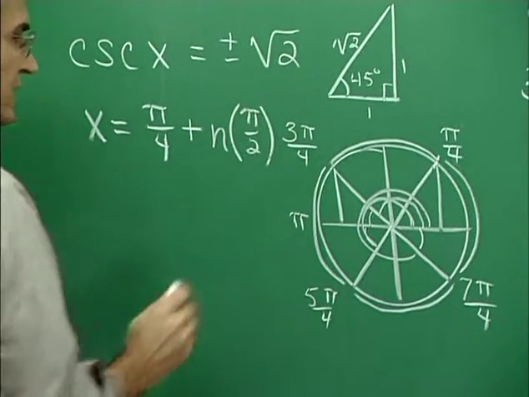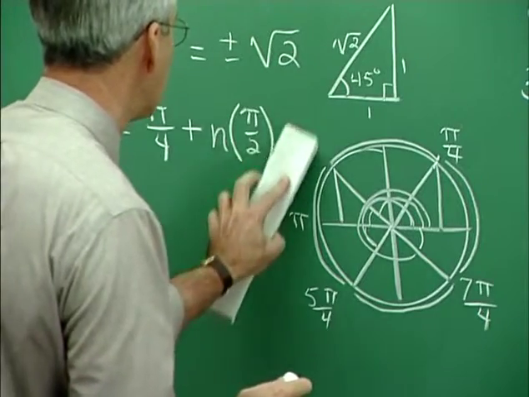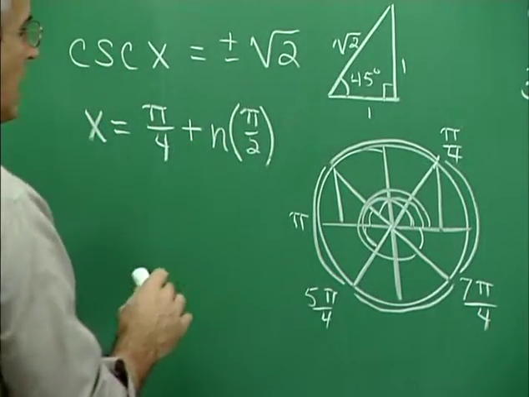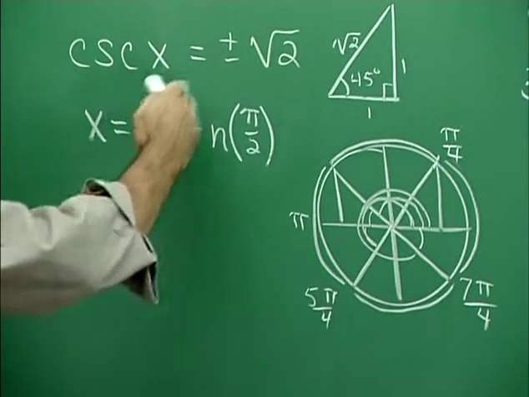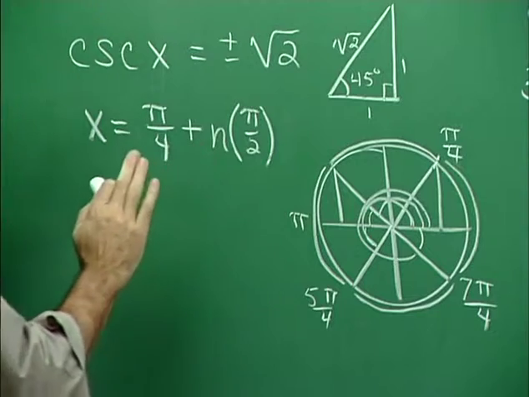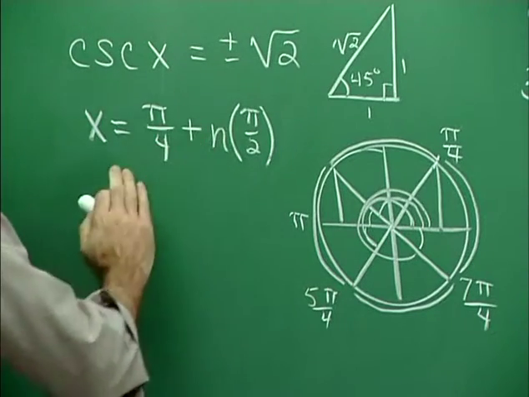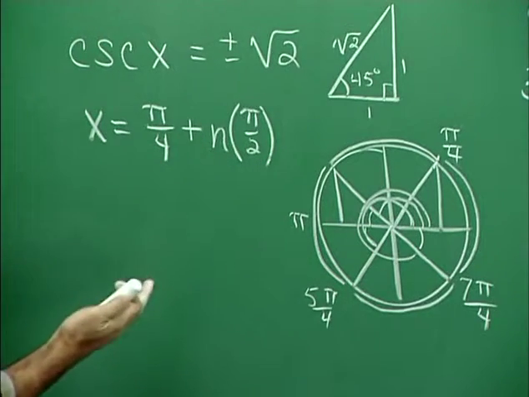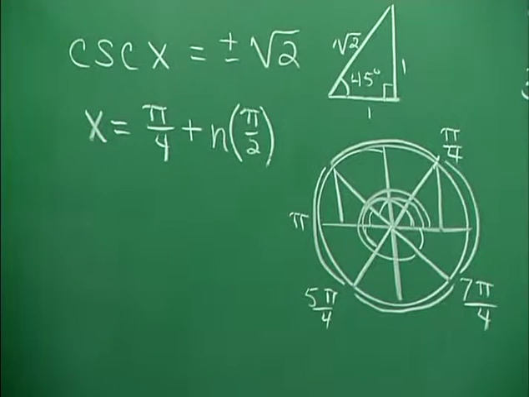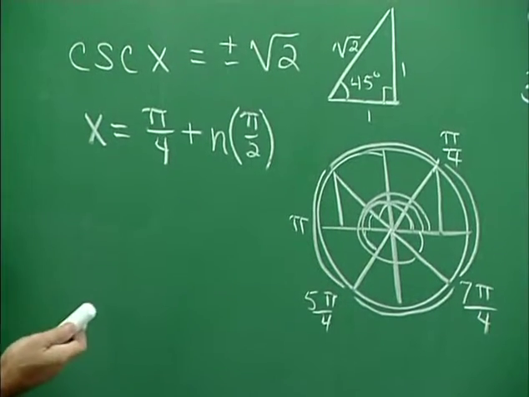pi over 2 distances. I don't want to confuse things with this. Let me take it off. So it's n times pi over 2. Now, there are other ways of writing this. We could write n pi in the numerator over 2. We could consolidate the two fractions, and we might see it in a lot of different forms. But this is the fundamental idea, and this gives all of the possible answers for this equation.